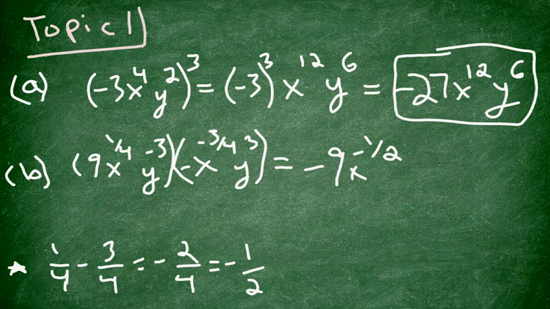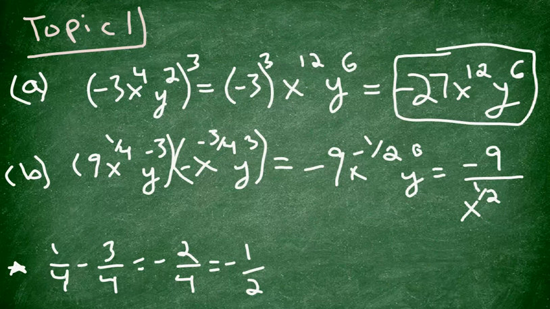And then I have y to the -3 times y to the +3. If I add those, -3 plus 3 is 0. So y to the 0, and anything to the power of 0, excluding the case of 0 to the 0, which we're not going to get into, is 1. So I would get -9 over x to the 1/2, and then y to the 0 is 1. So I would just have this as my result here. Again, the exponent of x has become positive because I've moved it to the bottom, so this would be my final answer. Okay, let's keep going here.